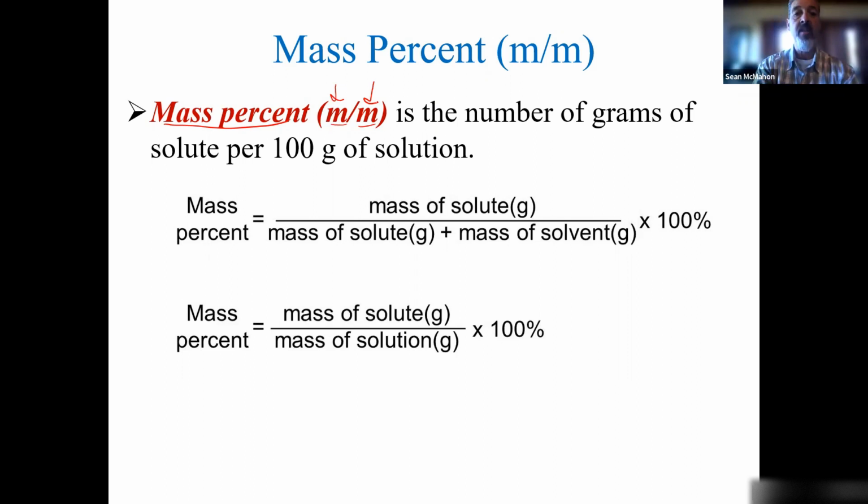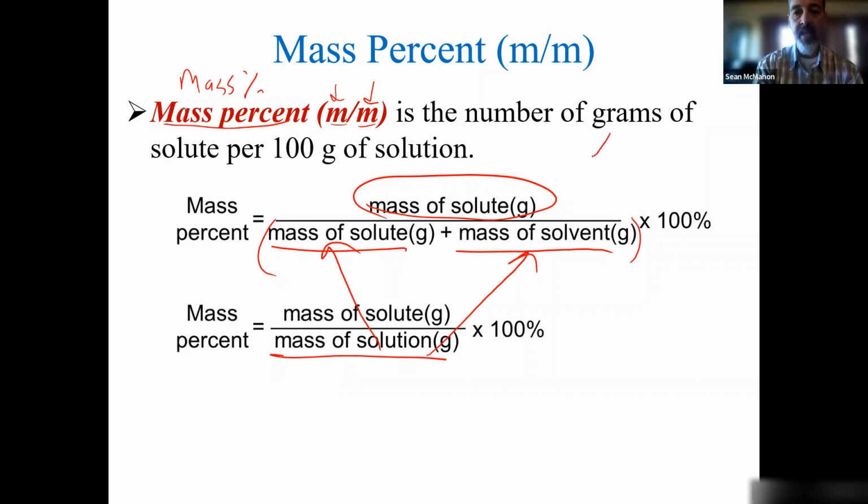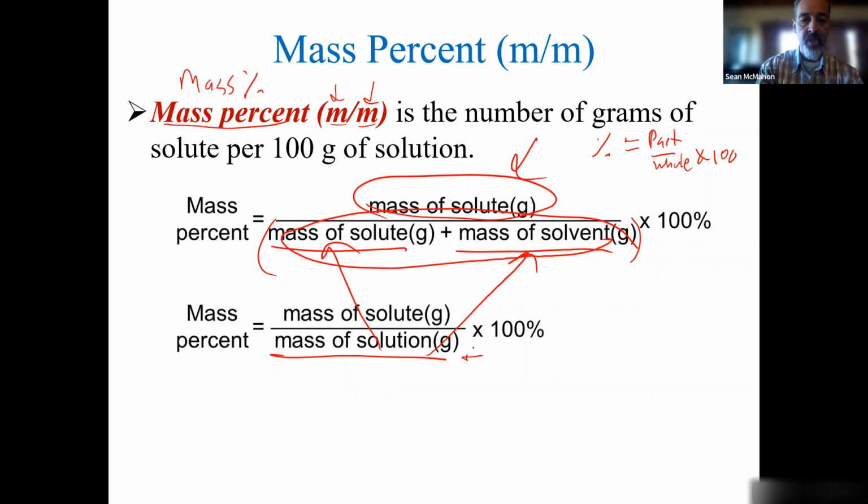So how do you get the mass of the solute? You just weigh the solute. And then the mass of the solution, remember the solution is 2 components, solute and solvent. So you have to add up the total. So I like to tell people, remember percents, because this is a mass percent. I could have just written mass percent. Percent is just what? Part over whole times 100. So the part is the solute. The whole is the solution, that's the solute and the solvent. And I times it by 100.